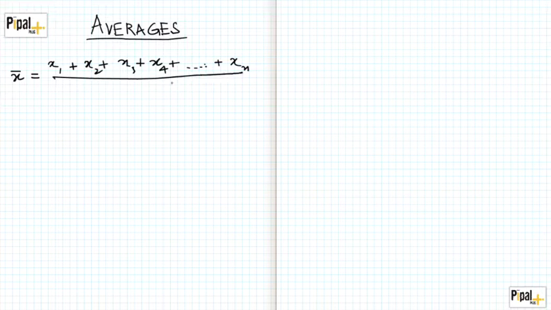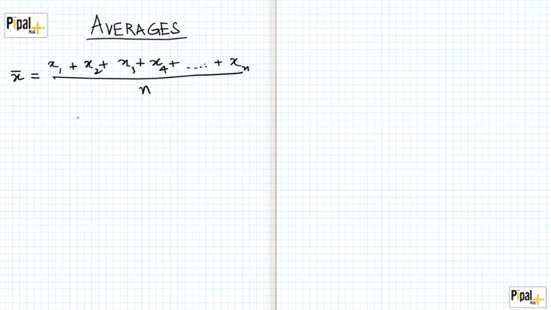Average of a group of numbers is given by, let's say we have numbers x1, x2, x3, x4 and so on up to xn. So the average of these n numbers, x bar, is going to be given by their sum divided by n, which is the count of all the numbers in this group, right?